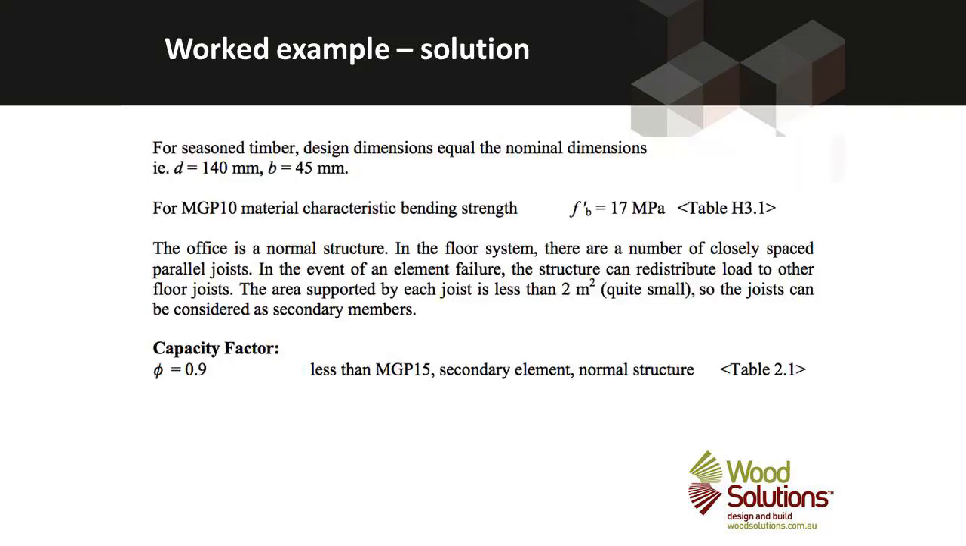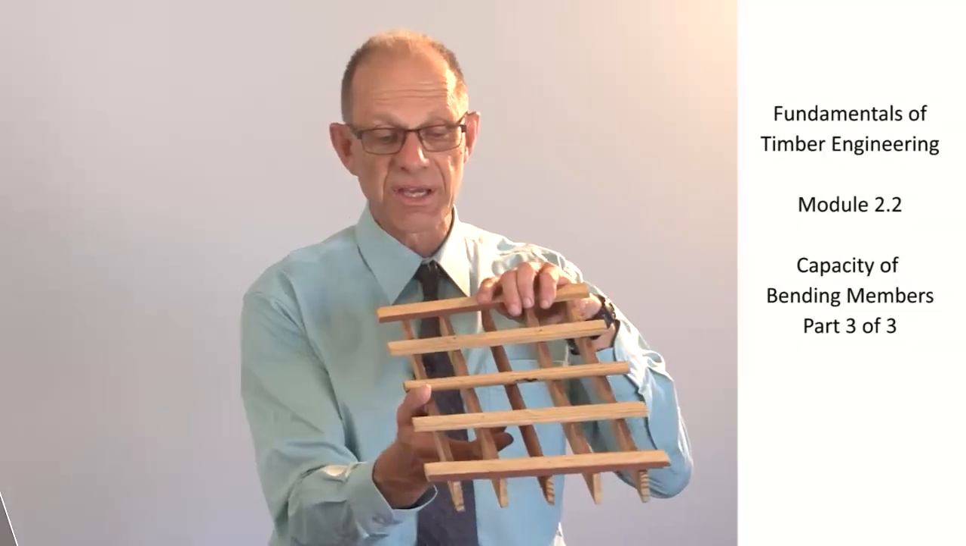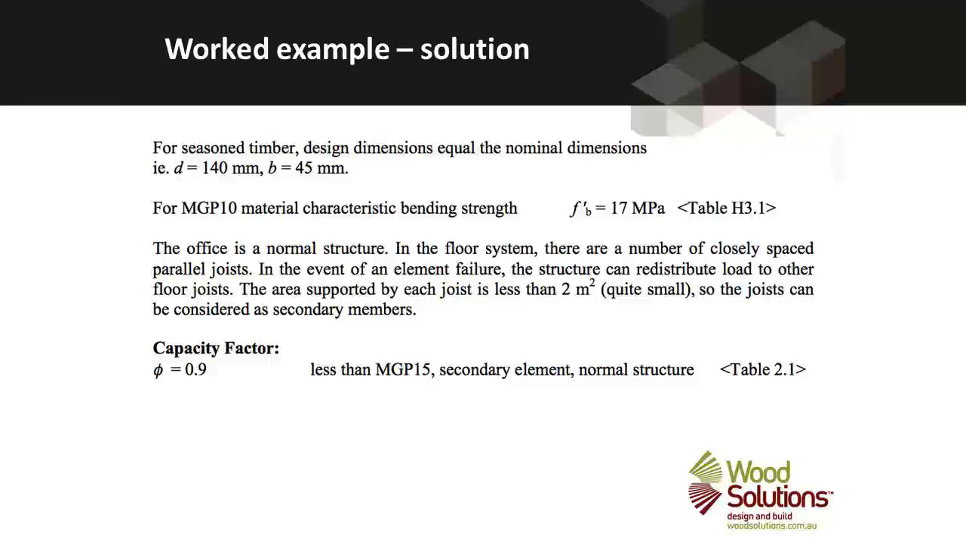The rest of the worked example looks at evaluating the design capacity of this particular member. And because this is an office with a large number of parallel joists, these joists are all secondary. So we can look up the capacity factor for sawn timber, MGP 10 grade, and used in a secondary role. And that gives us a capacity factor of 0.9.